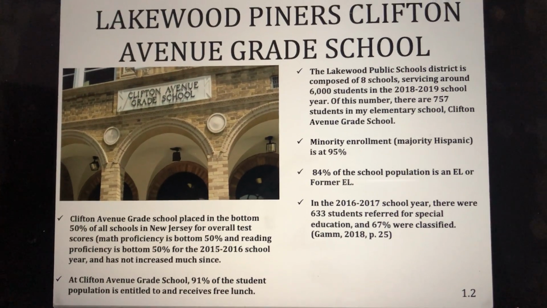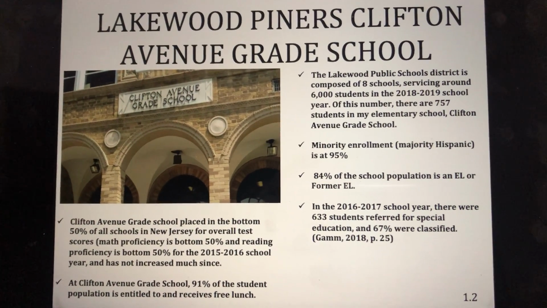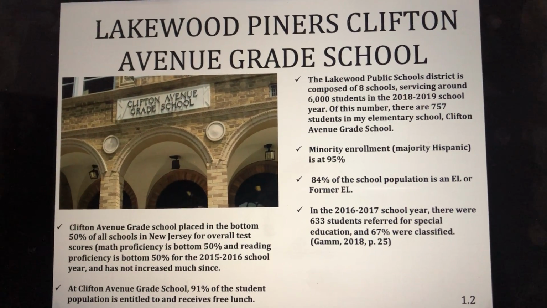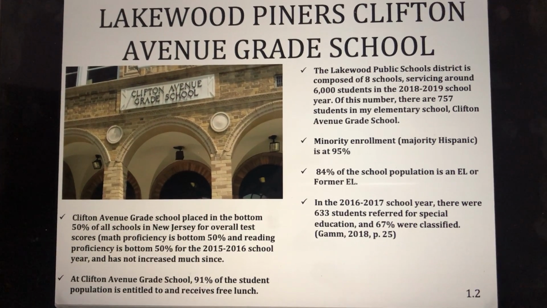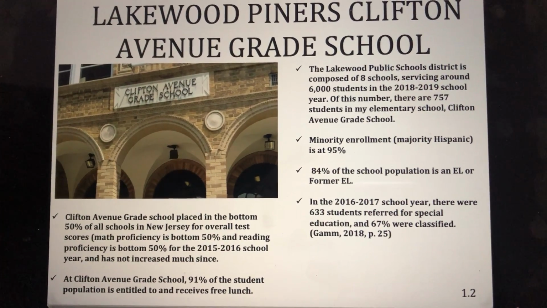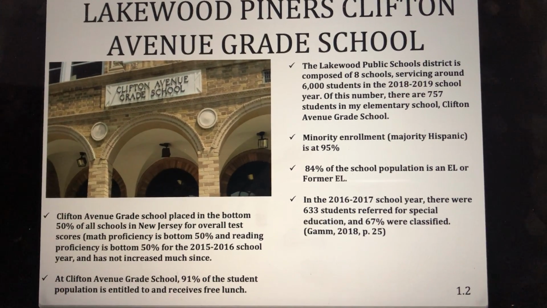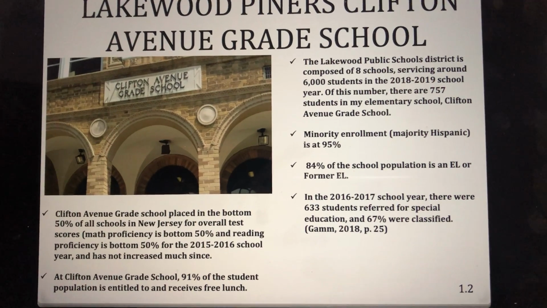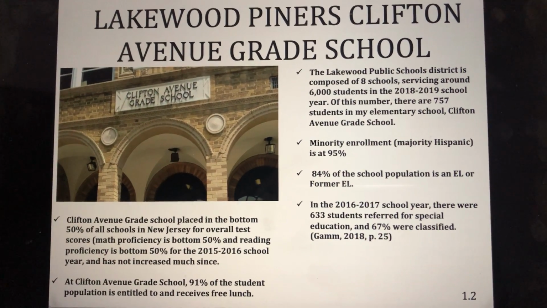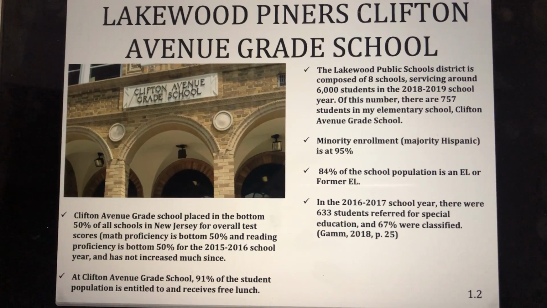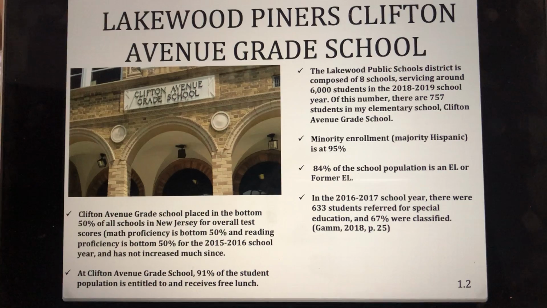We also have a high population of students getting classified with special needs. We have about 67% of students that were referred last year that were classified. Clifton Avenue Grade School is placed at the bottom 50% of all schools in New Jersey for overall test scores, specifically in math and in reading. And as I stated, 100% of my students classify for free and reduced lunch, but in my school as an entirety, we have 91% of the students that classify for free and reduced lunch.